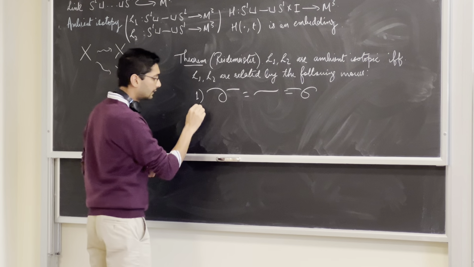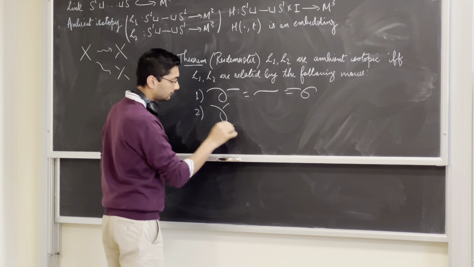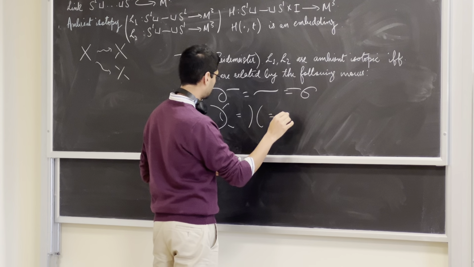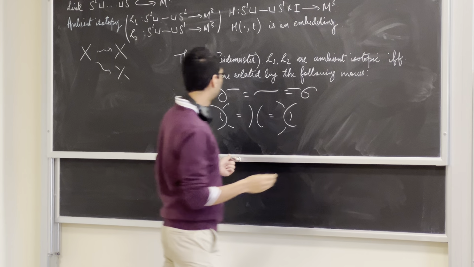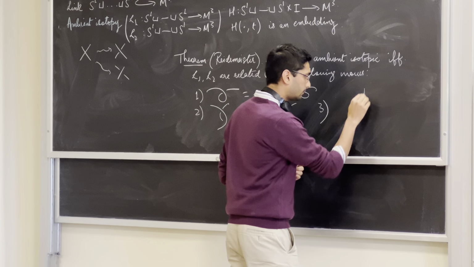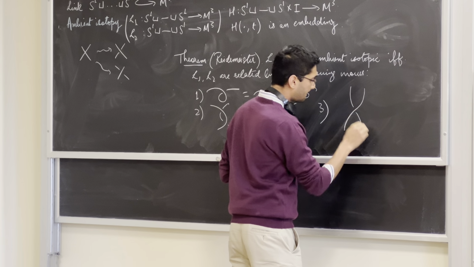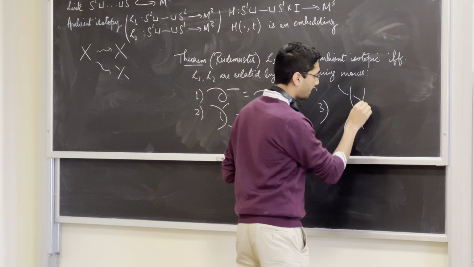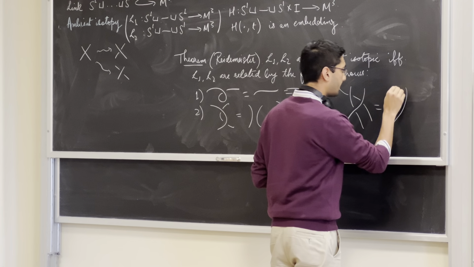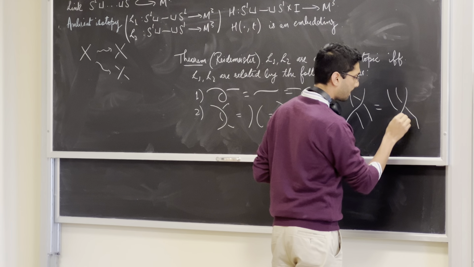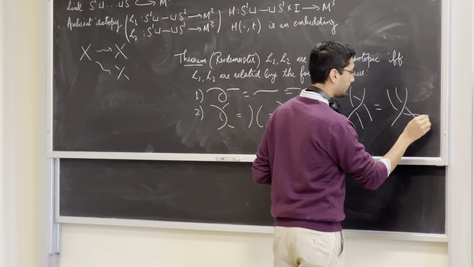So one can undo curls. Second, and the third one, which is the following. So these moves are called Reidemeister moves. And there is also a zeroth move which just says that I'm allowed to straighten curls. So straighten waves, I should call them.